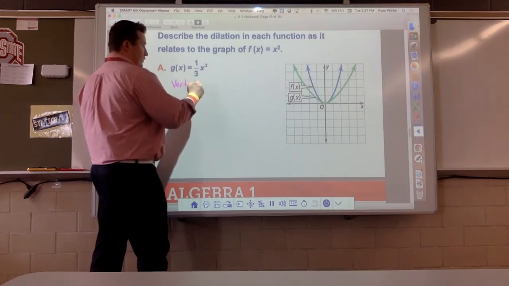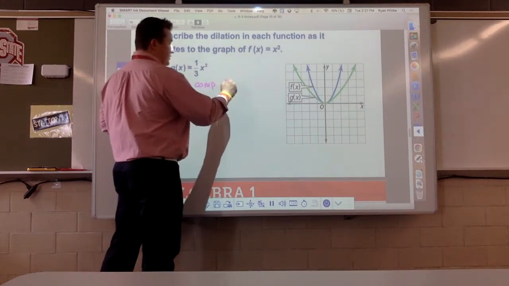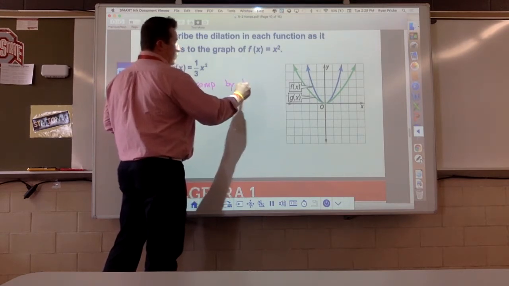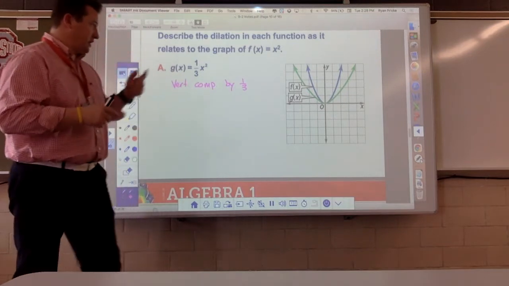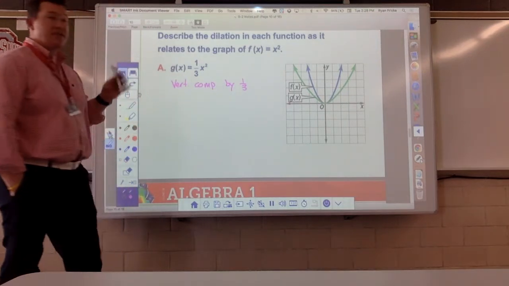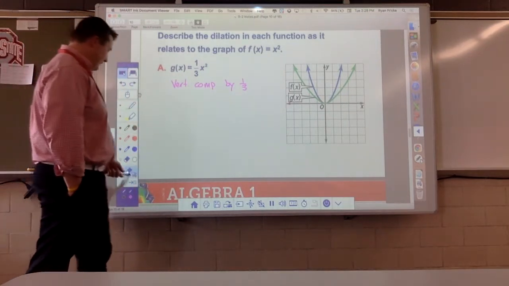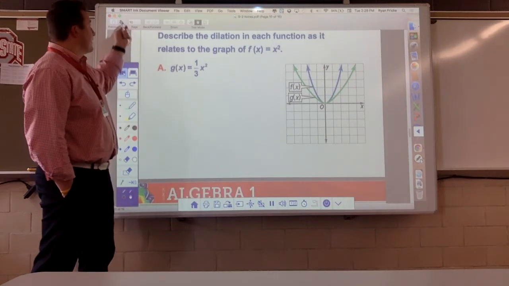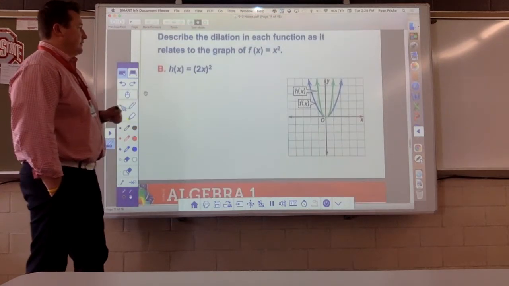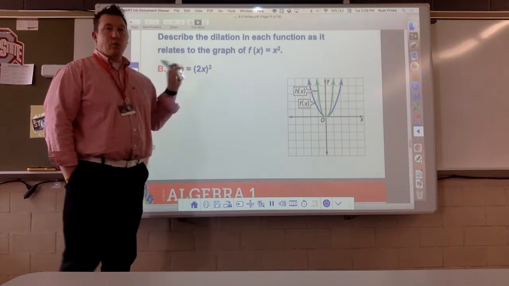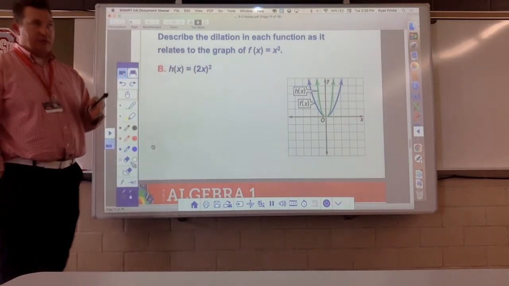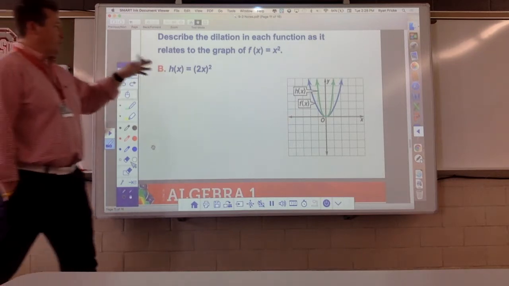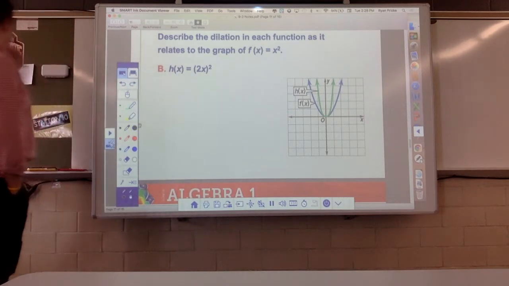Vertical compression by a factor of 1/3, meaning it will get 1/3 as steep as the parent function. Let me be more clear. When we are with the x value, we will use the word horizontal. Look at your cheat sheet. What is that 2 going to do?